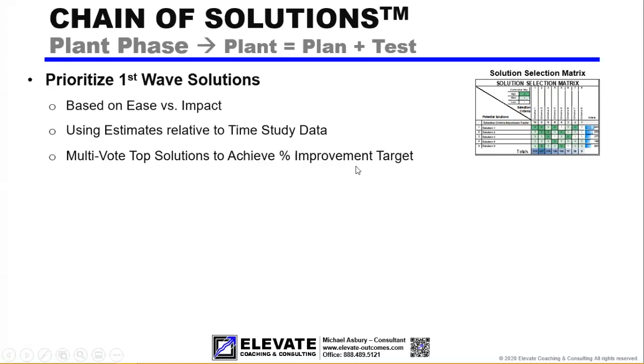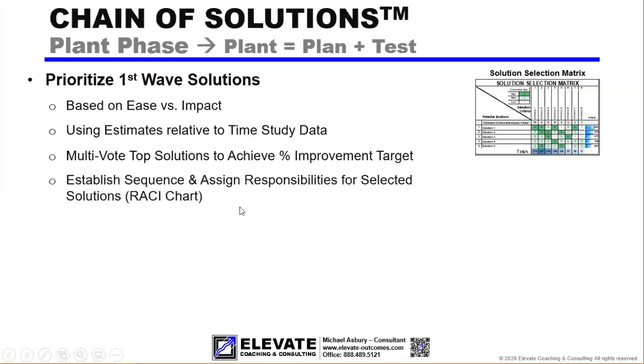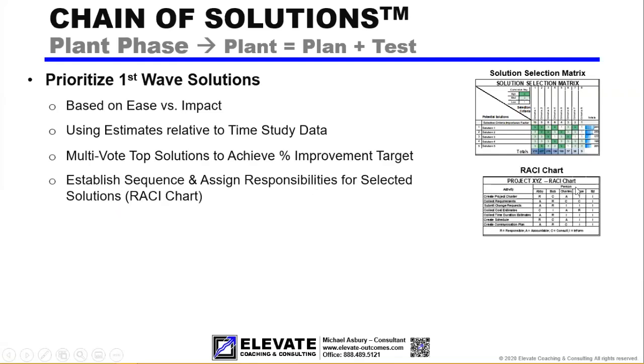What that means is we may have several things that are more difficult or take longer to implement that we can do later that can continue to get us to a higher level of improvement. So this allows us to move on to the next stage where we establish the sequence and assign responsibilities for the selected solution. So we can use a RACI chart for that, which defines who's responsible for it, who's accountable for making sure that whoever is responsible for it did it good enough and improves it, who needs to be consulted, and who needs to be kept informed.